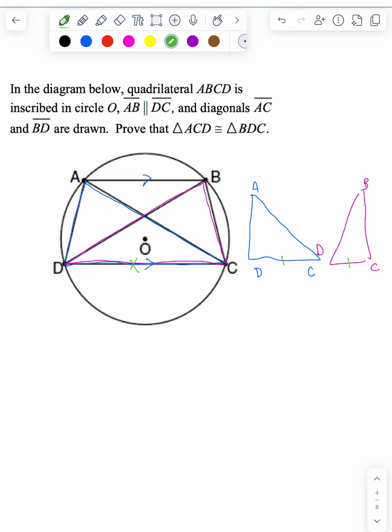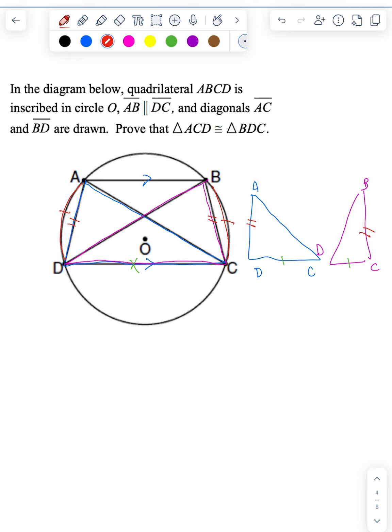We do have parallel chords. And parallel chords intercept congruent arcs. So the arcs in between them are going to be congruent. So arc AD and arc BC, the arcs connecting the two parallel chords, are congruent to each other. And remember, congruent chords intercept congruent arcs. So if we have congruent arcs, the chords that intercept them are congruent. So AD and BC are congruent. So we're doing great so far.